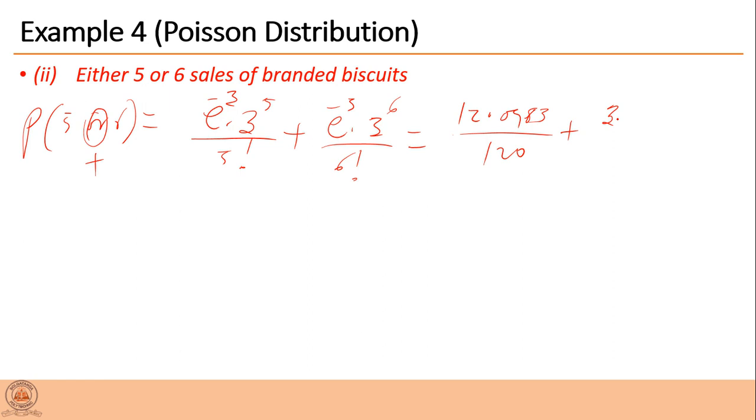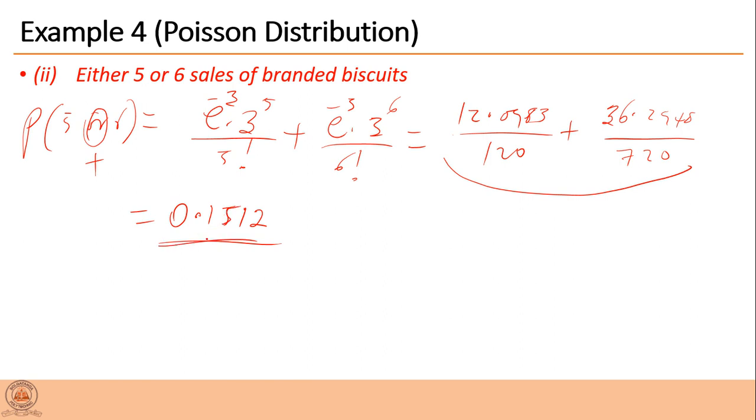Then we add that to the second, 36.2948 all over 720. So summing these two, we end up with 0.112. So this is how we calculate the probability of getting 5 or 6 from the example that we just worked.